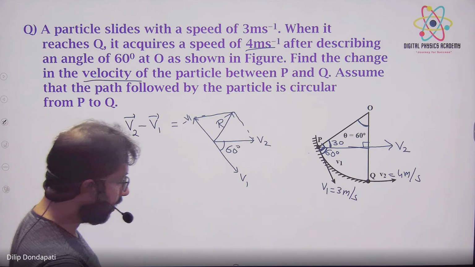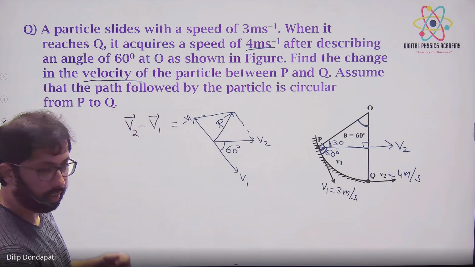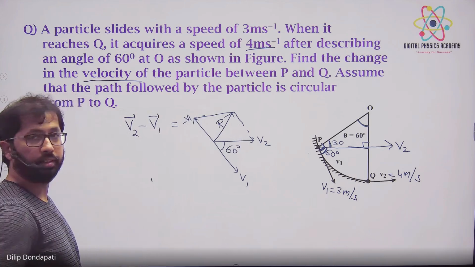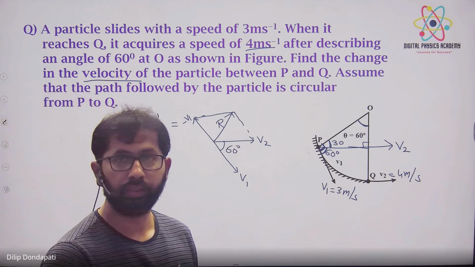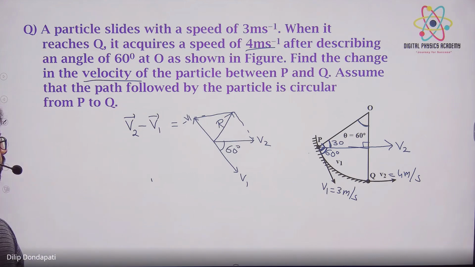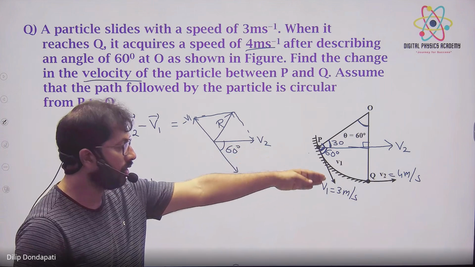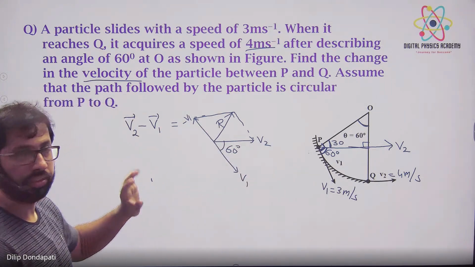Sir, can you repeat the answer? Answer is root 13. 1 3. Yes, 1 3. Okay. Yes, sir. Got it. Because root of a square is 3 square and b square is nothing but 4 square. Cos 60 can be used. Okay.